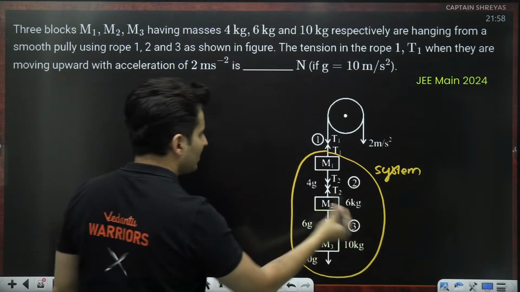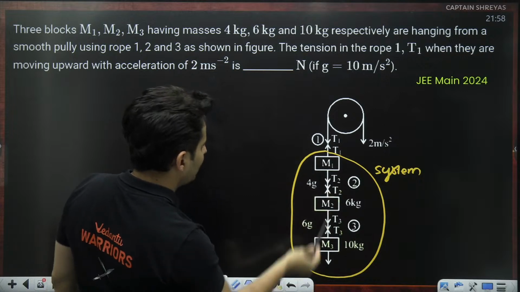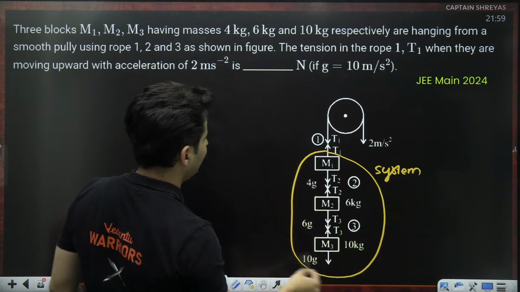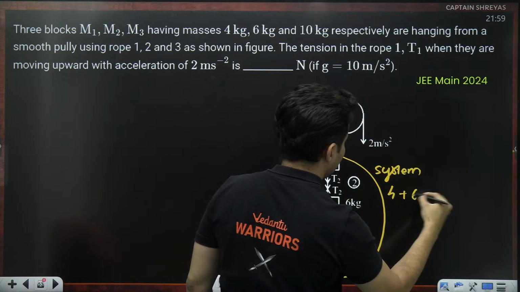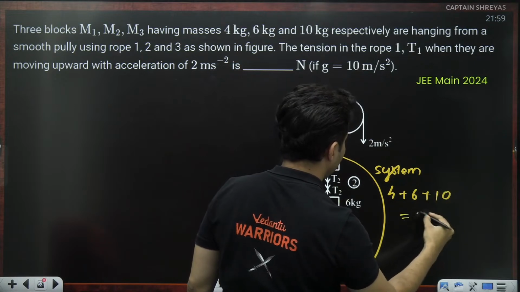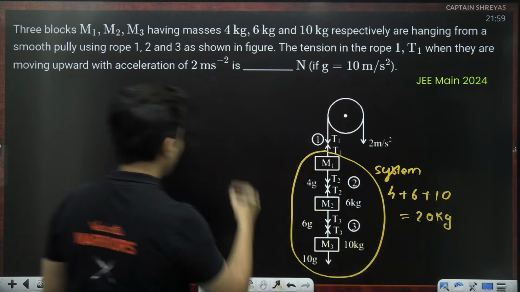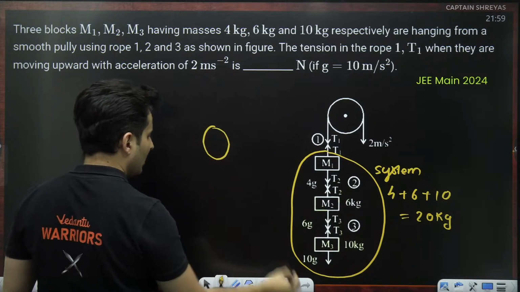So the total mass of the system will be, what is it? M1, 4, 6 and 10. 4 plus 6 plus 10. 4 plus 6 is 10, 10 plus 10 is 20. So 20 kg. So now it becomes very simple.